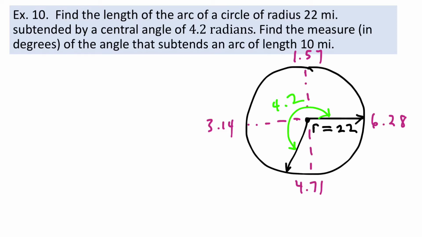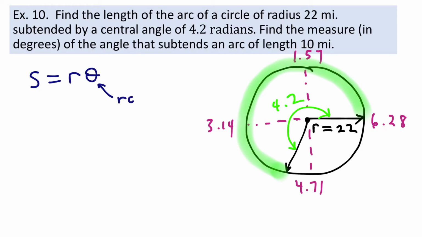So that means I'm looking for the arc. Let's highlight the arc subtended by that 4.2 radian angle. All right, so we're looking for this dimension here. So let's write our formula. S is equal to r times theta, where theta is in radians.